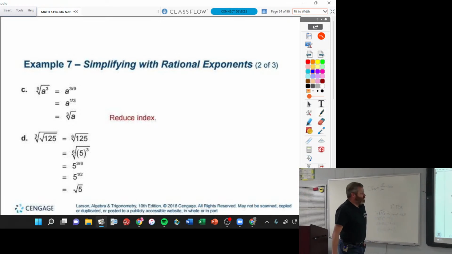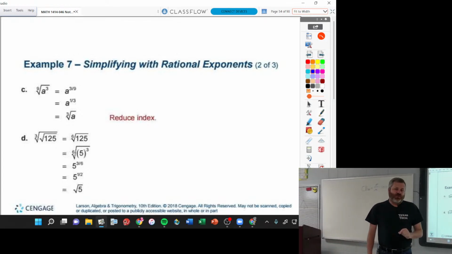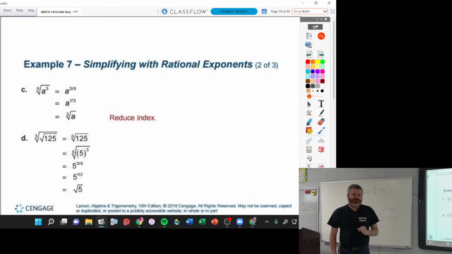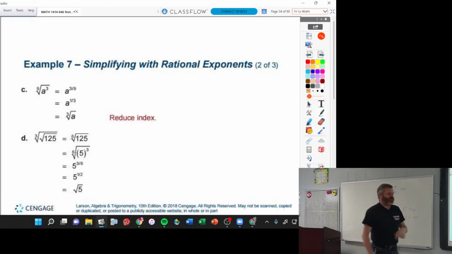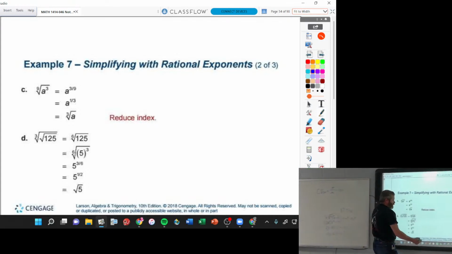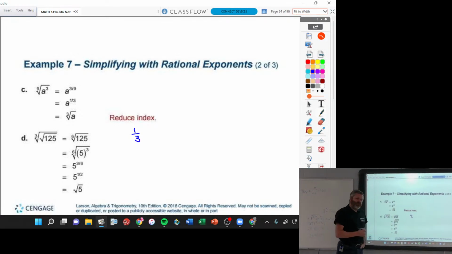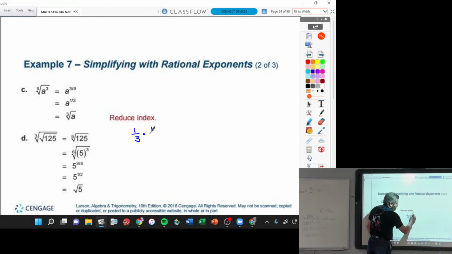Part D, we're taking the cubed root of the square root of 125. So let's think about that. If you're taking the cube root of the square root, mathematically of means multiply, right? If you think about what those fractions look like, you have the cubed root, 3 is your index, so that'll be your denominator, of the square root.